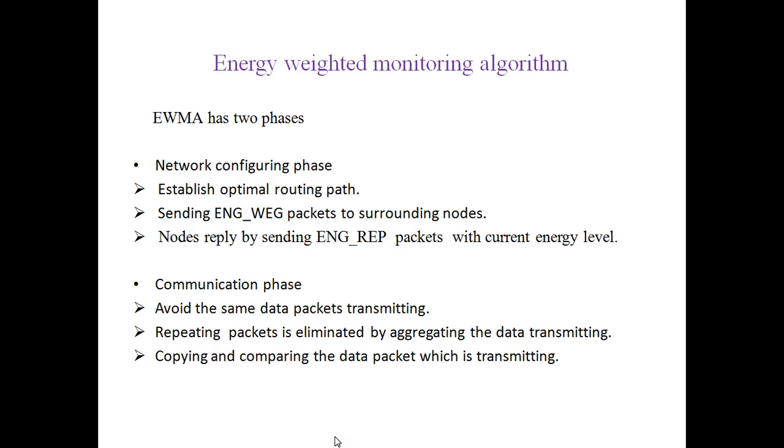The energy weighted monitoring algorithm has two phases, that is the network configuring phase and the communication phase. In the network configuring phase, the main aim is to establish the optimal routing path. For that, the energy weighted packet is sent to all of its surrounding nodes. After the surrounding nodes get the energy weighted packet, each node replies by sending the energy reply packet, and it also updates its current energy level.